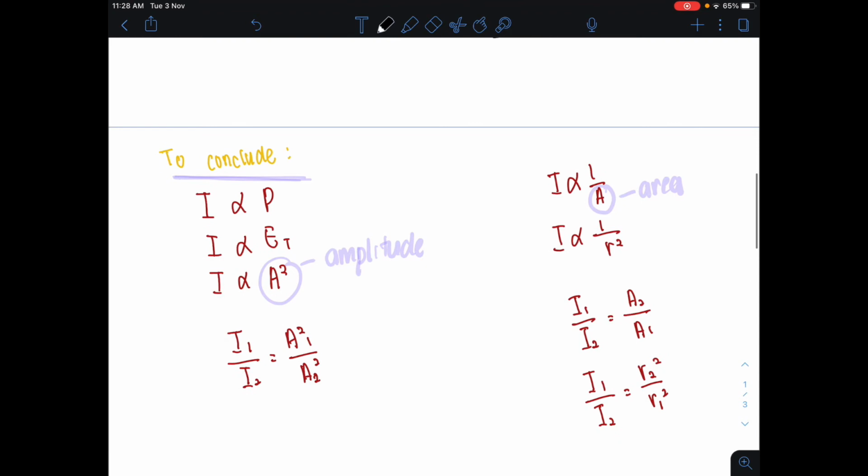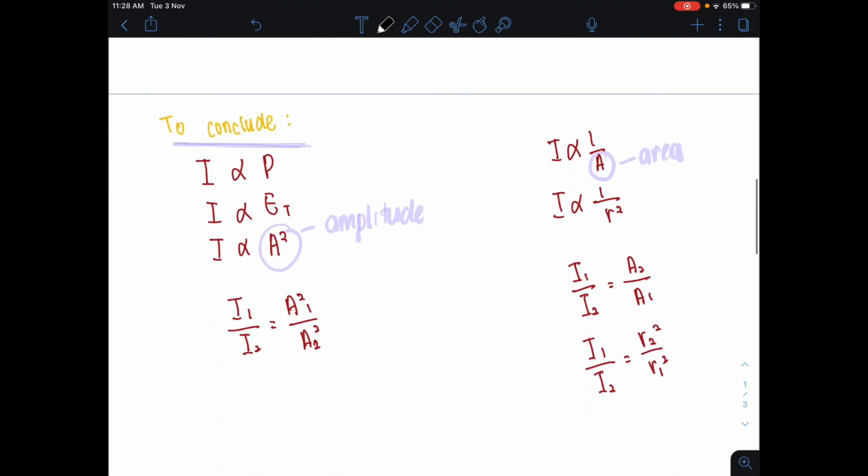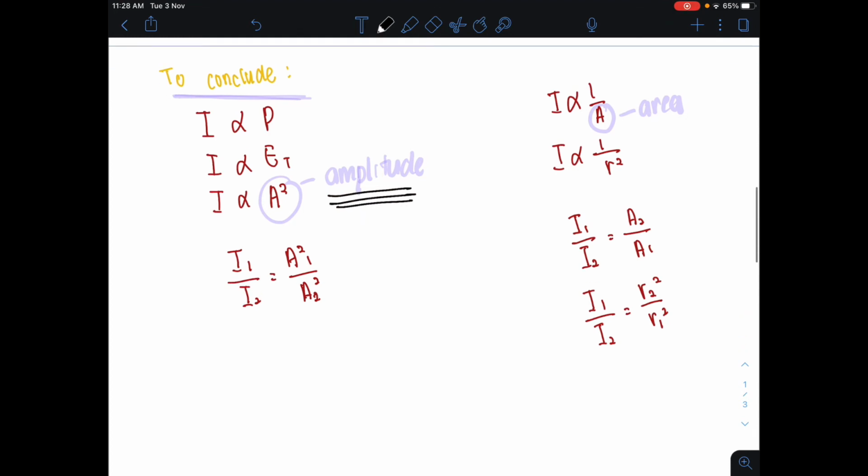So to conclude here, my intensity is directly proportional to the power, and power is equals to energy over time. So my intensity is directly proportional to the total energy. And energy pula sama dengan half m omega square A square, A dekat sini adalah amplitude, therefore I can say that my intensity is directly proportional to amplitude square. So if I were to have two cases, I have intensity 1 over intensity 2, dia akan sama dengan amplitude 1 square over amplitude 2 square.